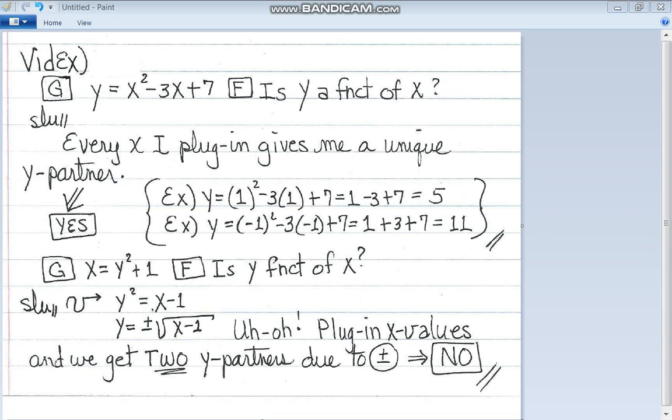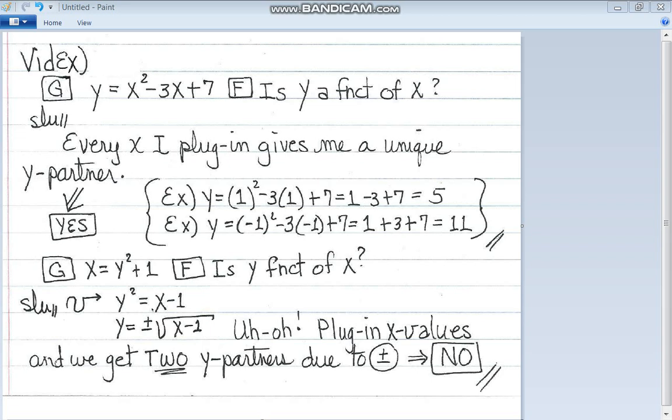need to consider every possible x in the domain being plugged into this equation, simplified, and see if it only produces one y partner. Well, when I examine this equation, I can see that every x I plug in gives me a unique y partner, not more than one.